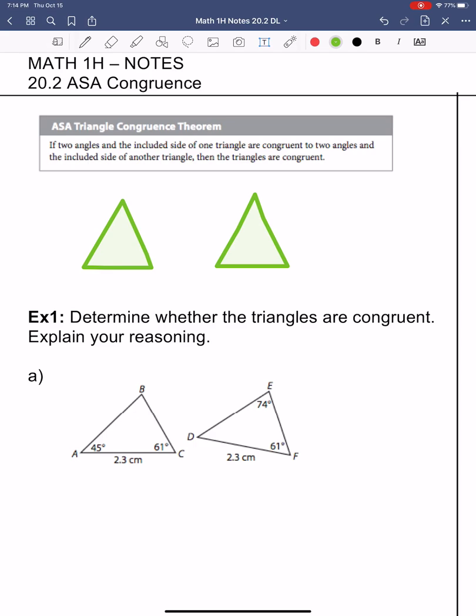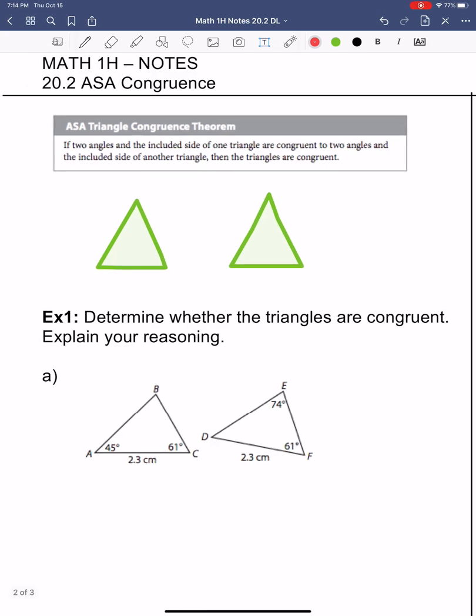So this is just another congruency theorem. We've already seen a couple of these. It's just a different pattern here, a different combination of angles and sides. So it says two angles and the included side. Okay, and so that's going to be important here.